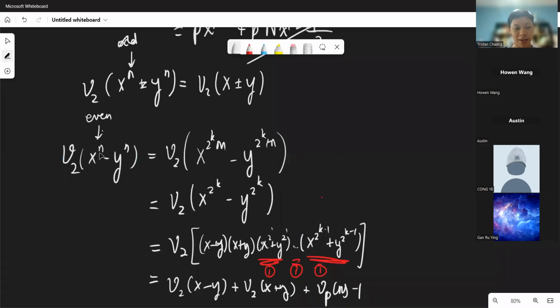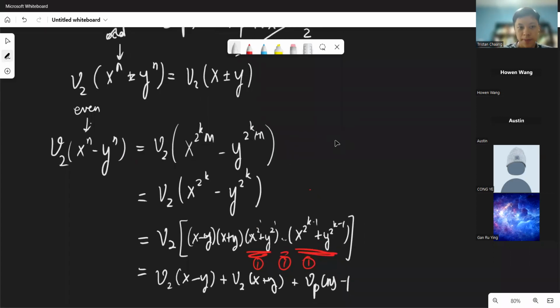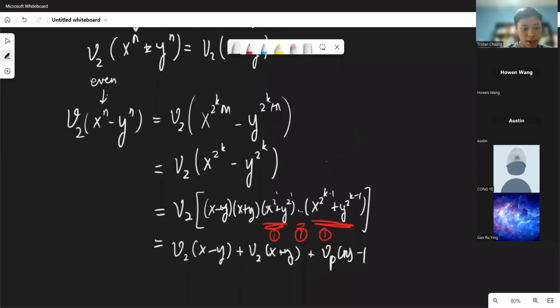You might ask, what if it's a plus? So x to the n plus y to the n. The thing is, we can't do anything about it, because if n is even, that's not factorable. So not much we can do about that. But if it's odd, then this theorem above here covers it anyway. Okay. So yeah, that's LTE for every single case. Well, every single case possible to analyze.